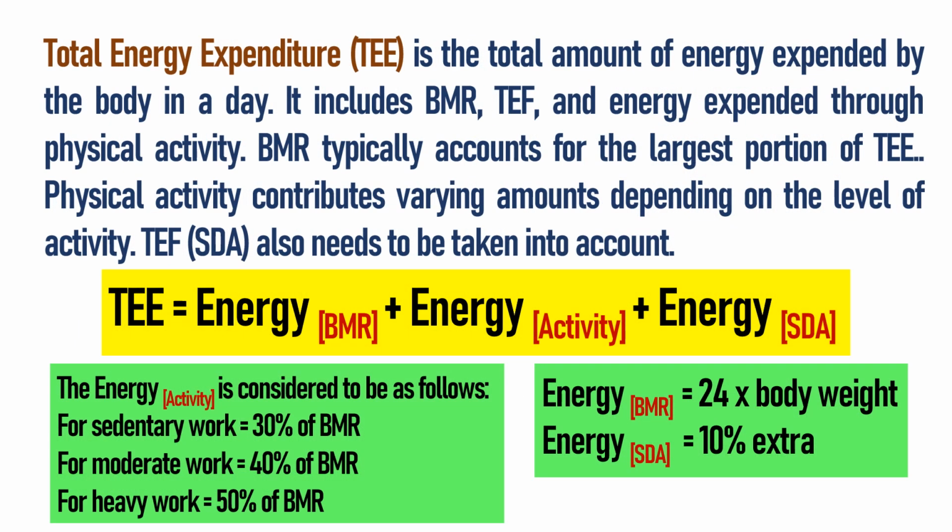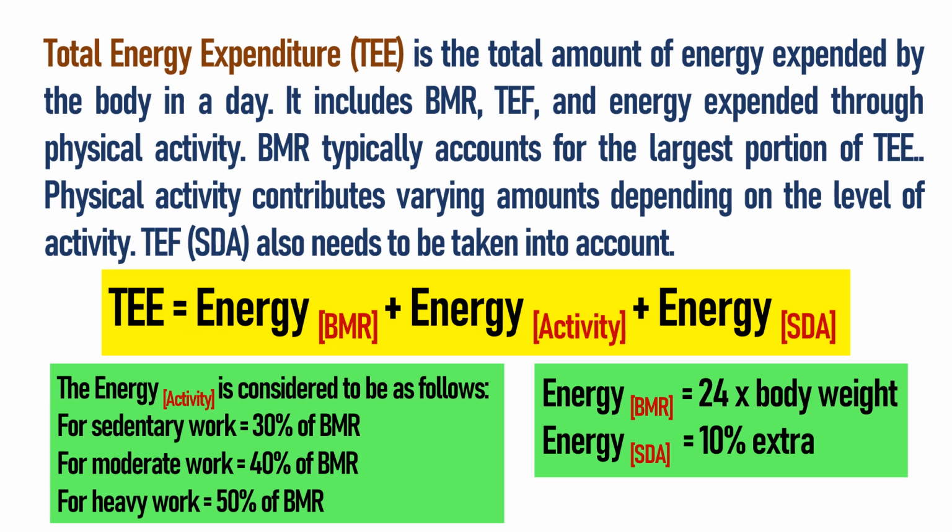Total energy expenditure is the total amount of energy expended by the body in a day. It includes BMR, thermic effect of food, and energy expended through physical activity. BMR typically accounts for the largest portion of total energy expenditure. Physical activity contributes varying amounts depending on the level of activity. Thermic effect of food or specific dynamic action also needs to be taken into account.